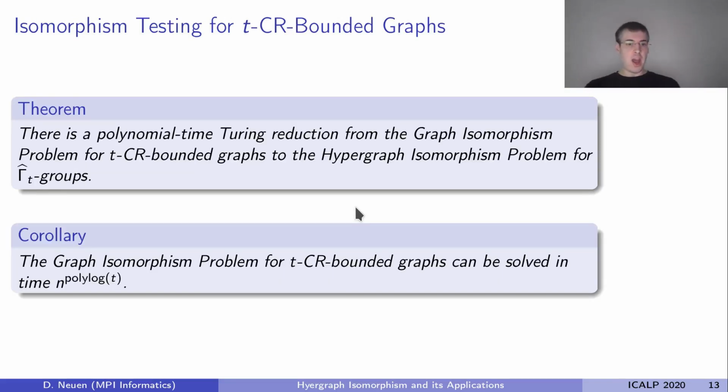Now the main theorem is that there is a polynomial-time Turing reduction from the graph isomorphism problem for t-CR-bounded graphs to the hypergraph isomorphism problem for gamma t groups, which in particular gives us an efficient isomorphism test for this class of graphs. Again, I don't want to go into details about proving this theorem. Let me just state that the connection is that we can effectively prove that the automorphism group of t-CR-bounded graphs is a gamma t group. This is essentially because we are always only splitting color classes of small size, of size at most t.